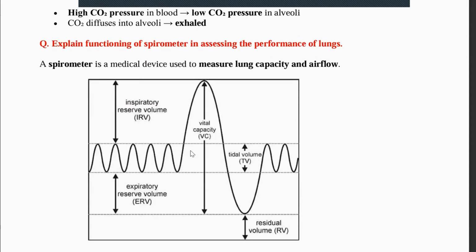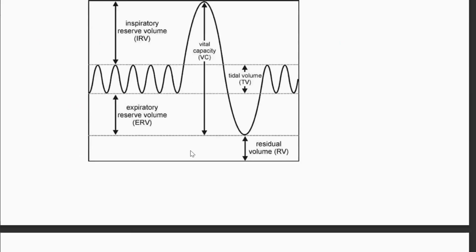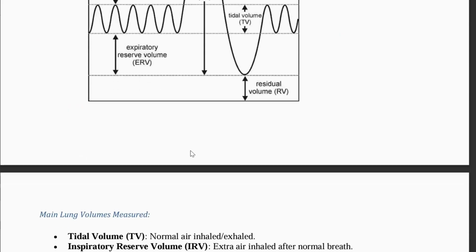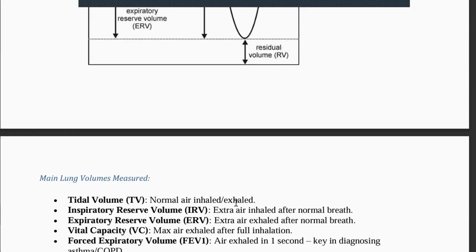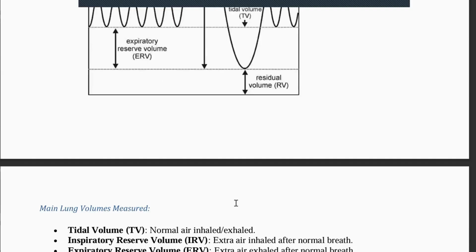A spirometer is a medical device that is used to measure lung capacity and airflow. So here we have several different measuring units. Firstly, tidal volume. You can see this is the tidal volume. What do we mean by tidal? It's the normal air inhaled or exhaled. The graph will go the same.